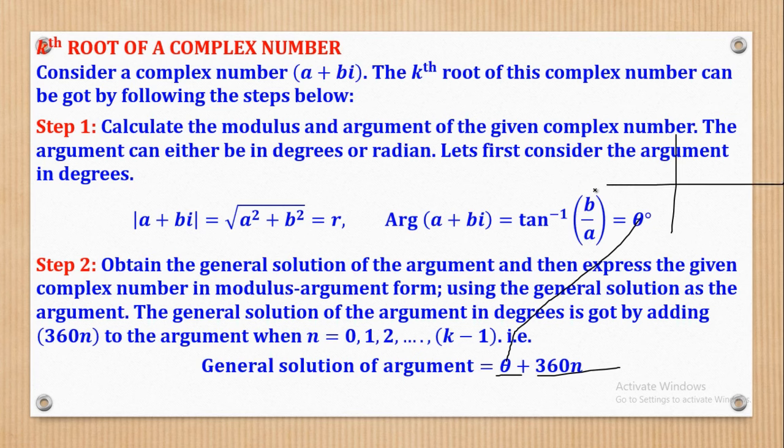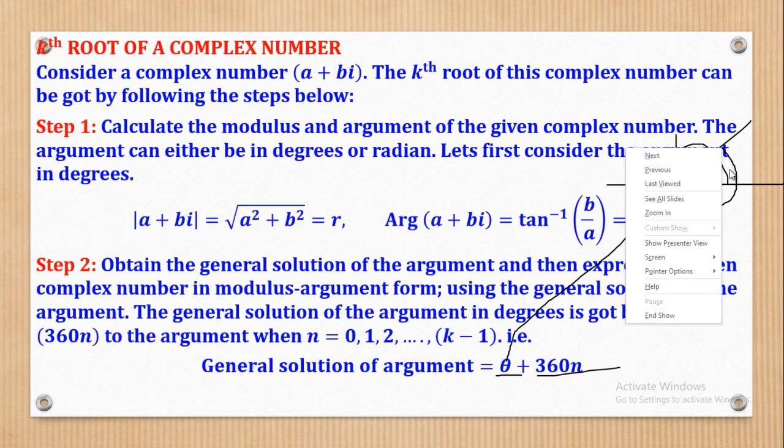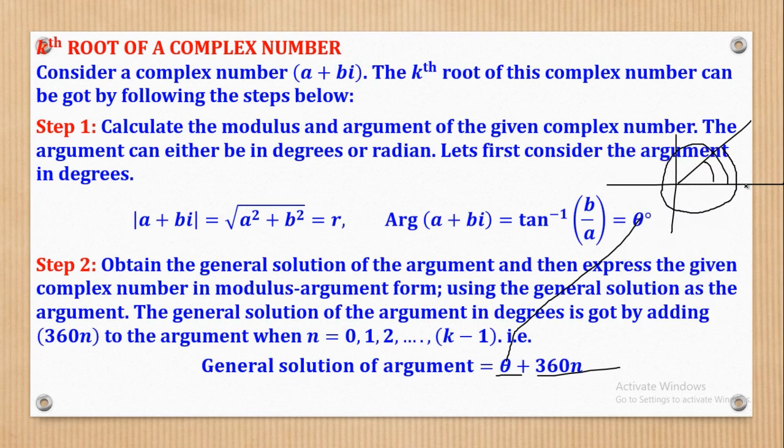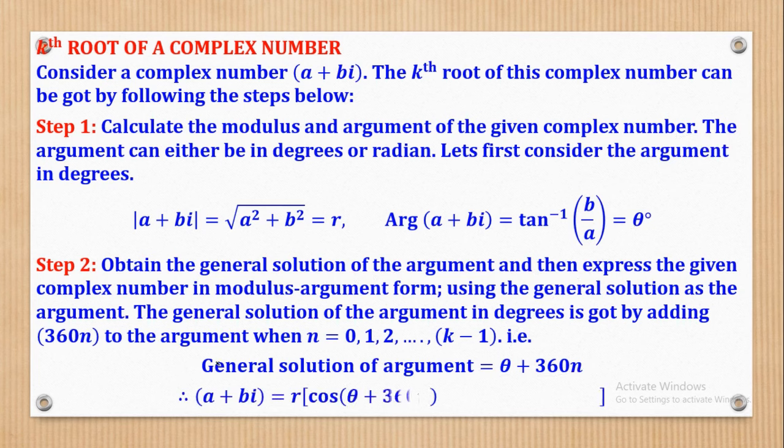So why do we do that? It is because, for example, if this is my first angle, the second angle will be got by first making a revolution, then go back to that place. There I've added 360. Then again I can do it two times, like that. So that is why we add 360n. 360 means a revolution, and n means the number of times we're making a revolution. So that means that in modulus argument form it's going to become this, because instead of using argument I use the general solution of the argument.